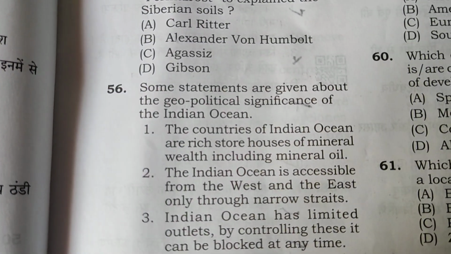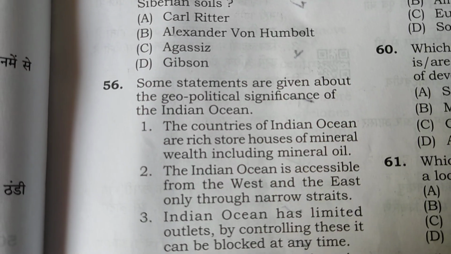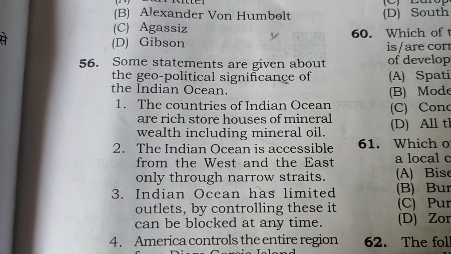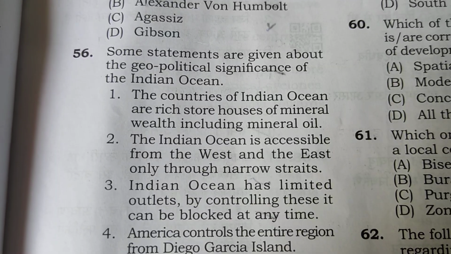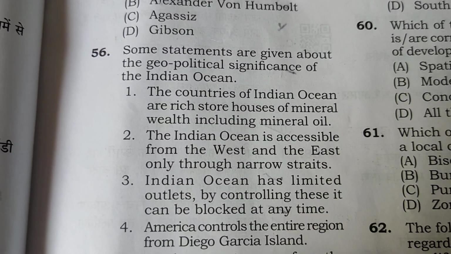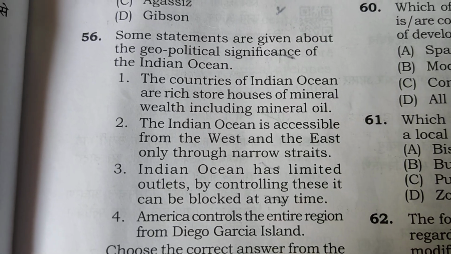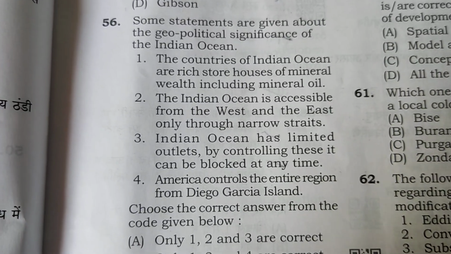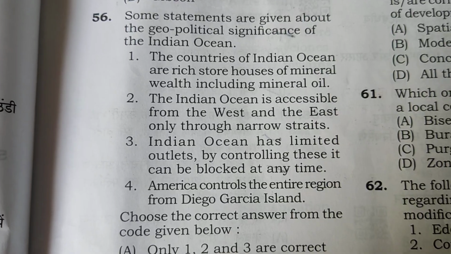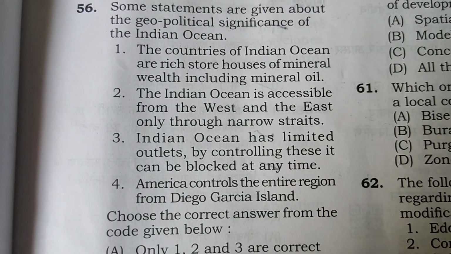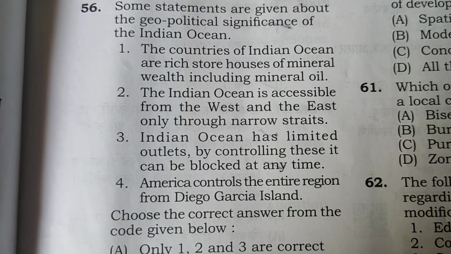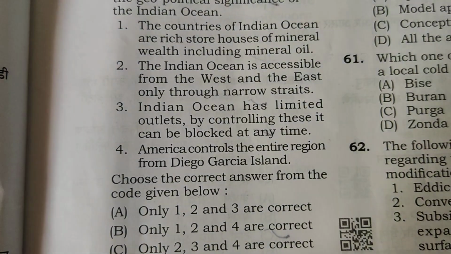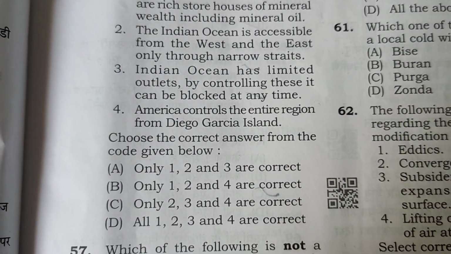Some statements are given about the geopolitical significance of the Indian Ocean. The countries of the Indian Ocean are a rich storehouse of minerals including mineral oil. The Indian Ocean is accessible from the west and east only through narrow straits. Indian Ocean has limited outlets. By controlling these, it can be blocked at any time. America controls the entire region from Diego Garcia Island. All four statements are correct.